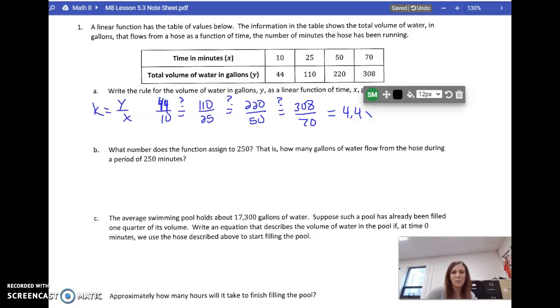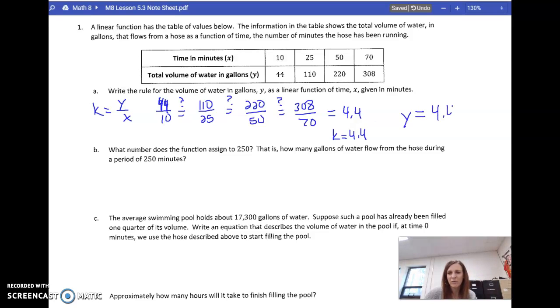So you could go back and use the proportional way of cross product setting things up, or if we know our constant is k, our constant k is 4.4, I can just plug that in and I can just write y equals 4.4 times x.